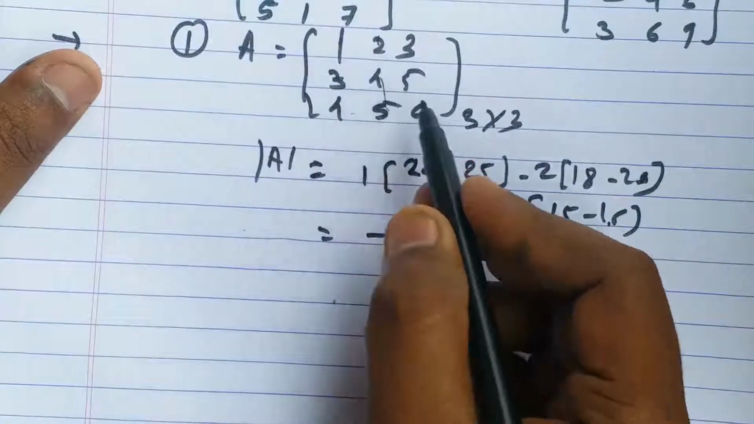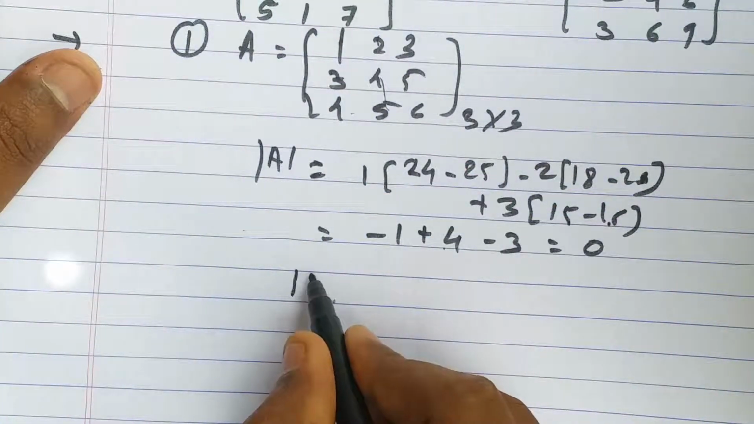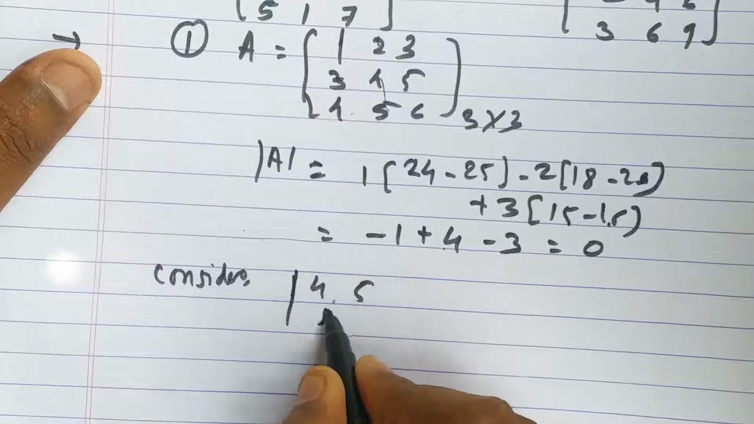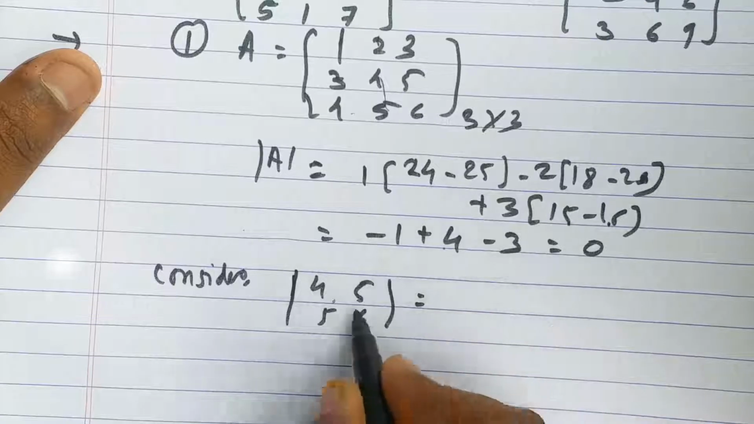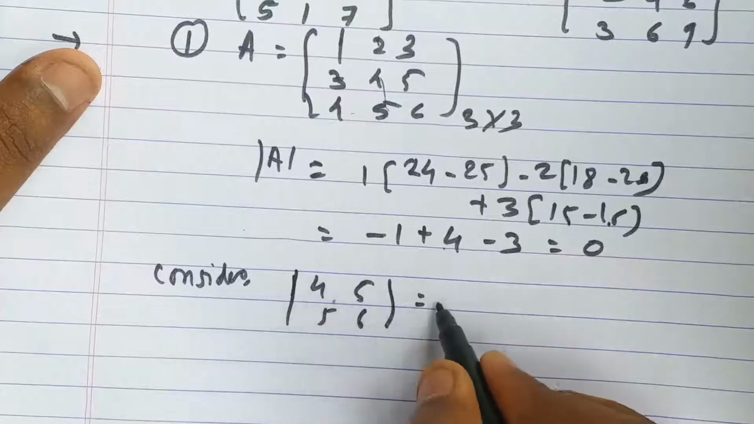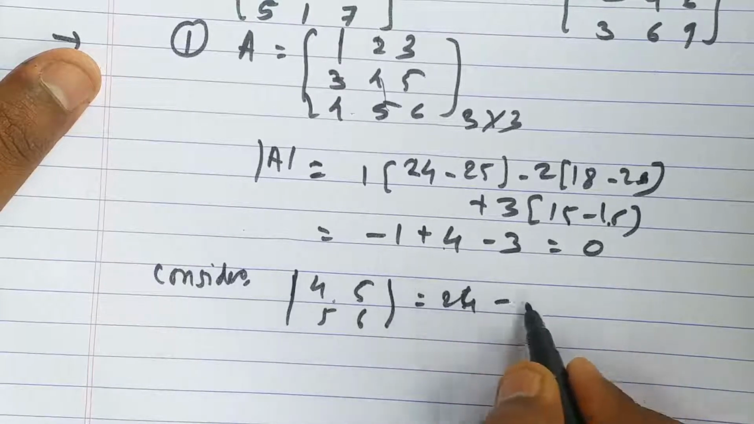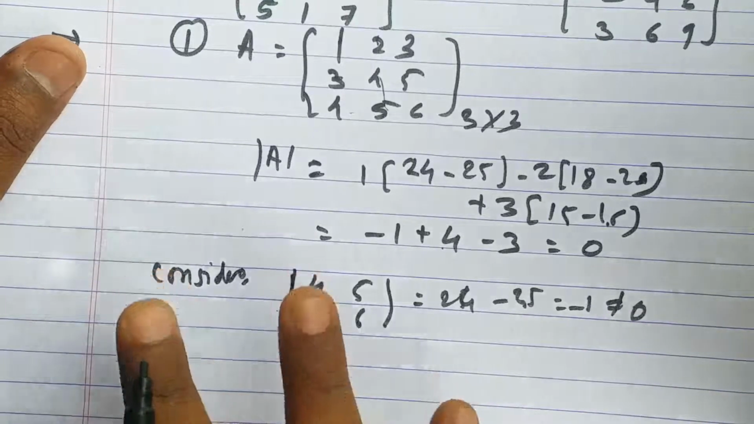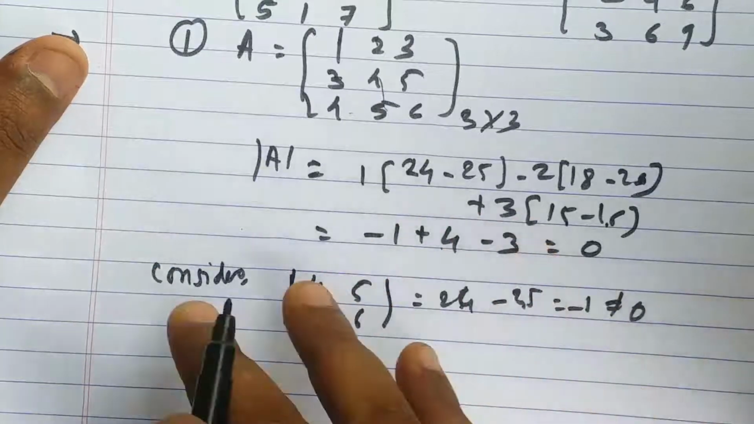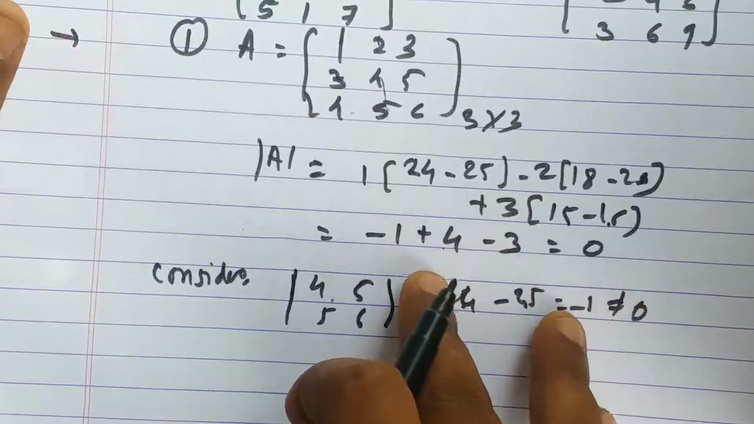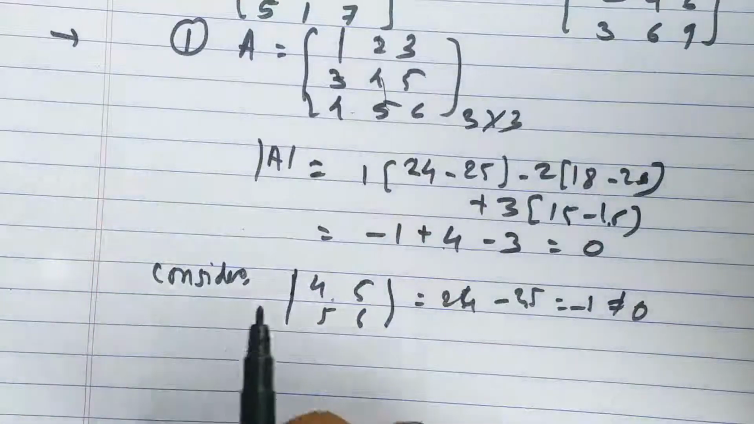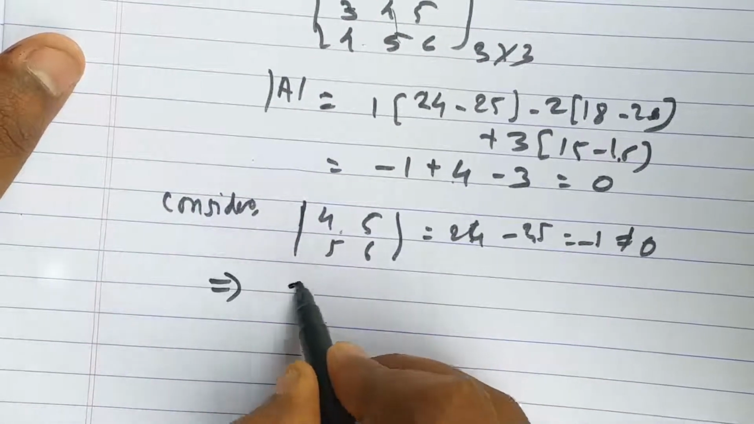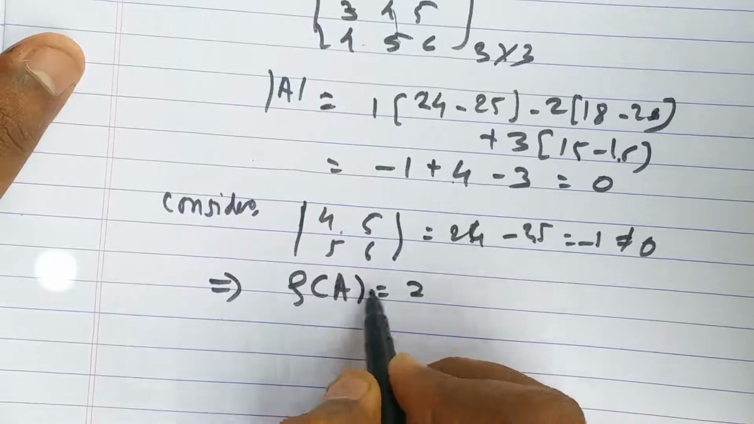So if you consider 4 5, 5 6, this is 1 minor of order 2. Its determinant is equal to 6 times 4 is 24 minus 5 times 5 is 25, which equals minus 1, and this is non-zero. So there exists a minor of order 2 which is non-zero, and all minors of order greater than 2, that is order 3, are 0. Hence we can conclude from this that the rank of A is 2.